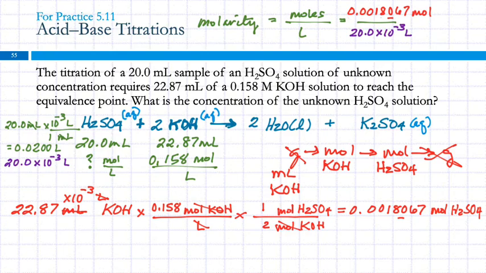So this is how many moles of sulfuric acid were in my solution. I figured that out because I know the volume and the concentration of hydroxide that were needed, and the volume of the solution I measured. They just told me it was 20 milliliters. So I've got 0.0018067 divided by 20 EE minus 3, and I get 0.09036, with 3 sig figs 0.0903 moles per liter, capital M.